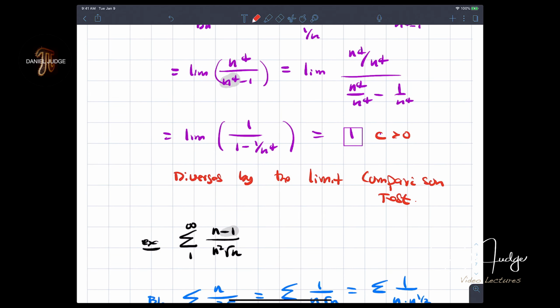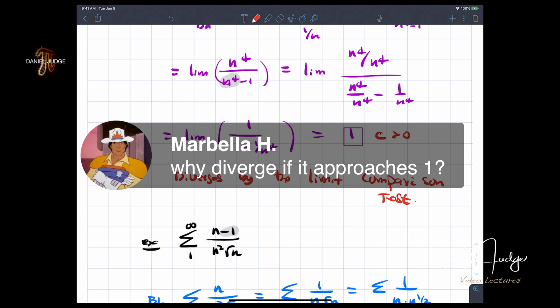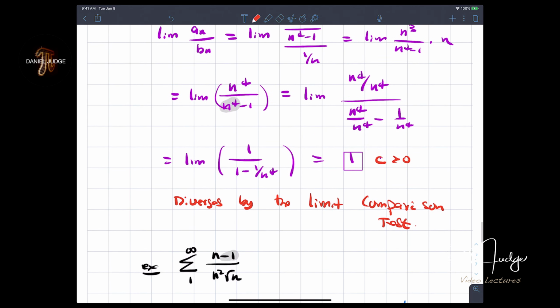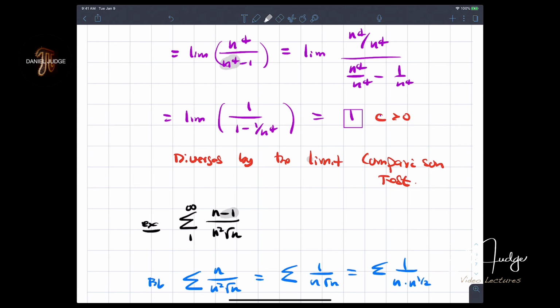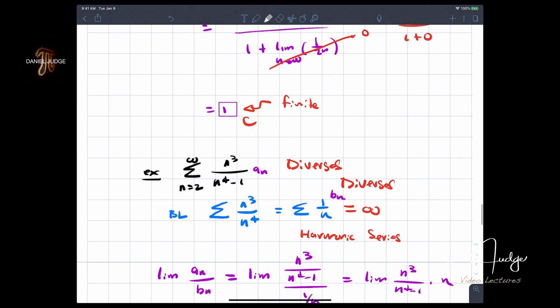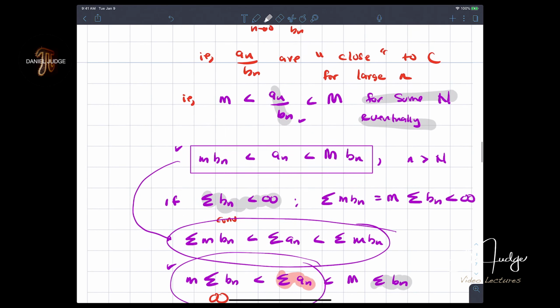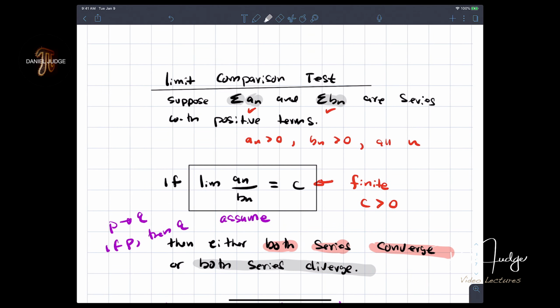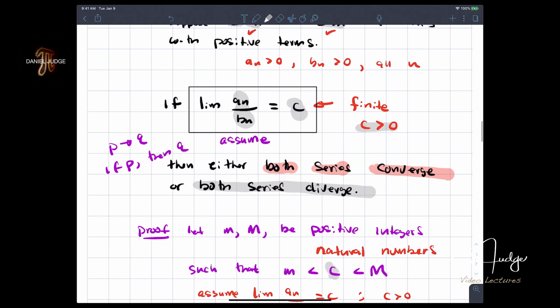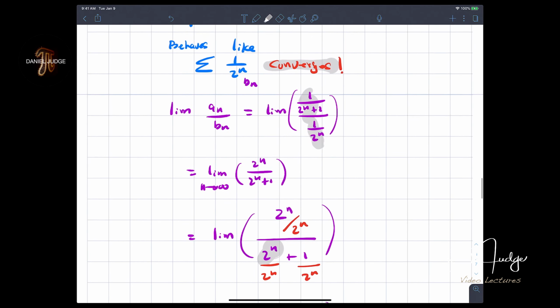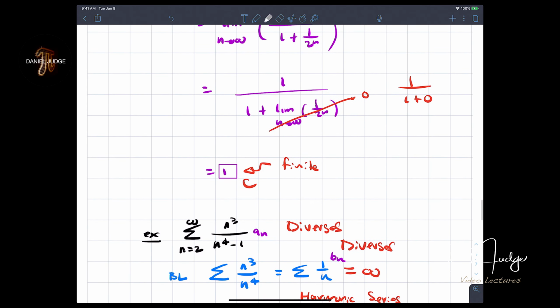All right. Now, we have a question here. Why does it diverge if it approaches 1? Thank you, Marbella. Because we're applying here the limit comparison test. And by the limit comparison test, if we go back to the theorem, if that limit right here, this is the key. If the limit of the ratio is finite, it's going to be positive, then either both series converge or both series diverge. And so we showed here that the limit is 1, which is finite.